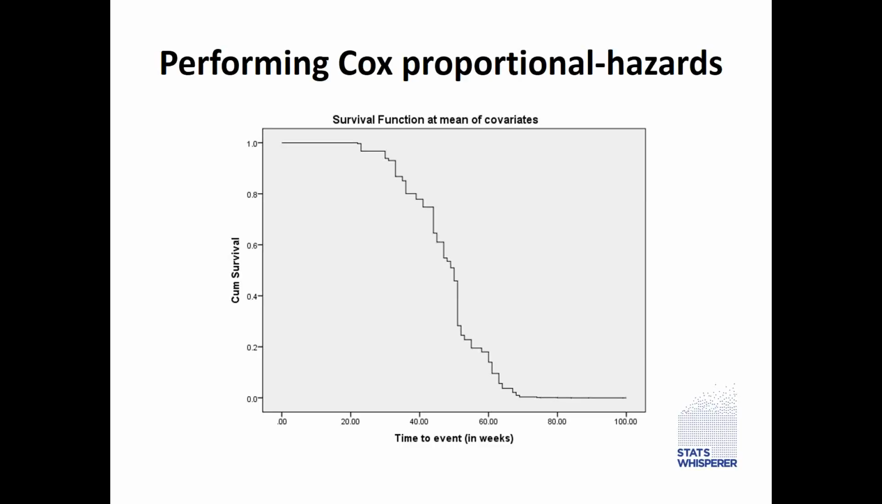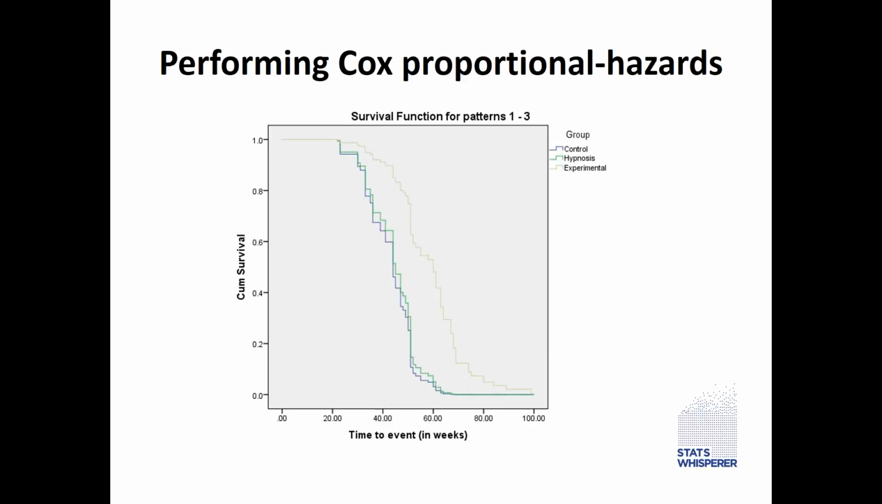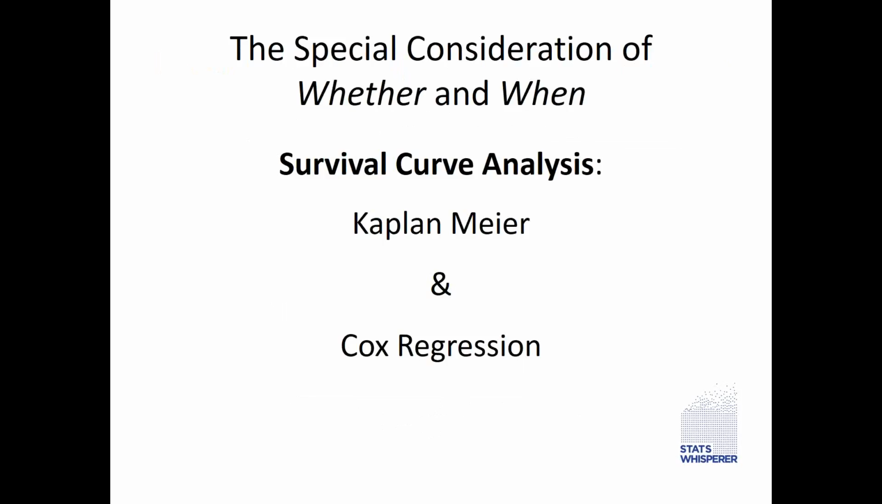Now, the Cox proportional hazard automatically by default is giving us the survival function for the covariates. But remember, we put in for our proportional hazard to look at this again, which are the curves for the 3 separate study groups. Okay, so there we have it. The special consideration in longitudinal analysis of whether and when, and the use of survival curve analysis, Kaplan-Meier and Cox regression to study event occurrence over time for different groups.